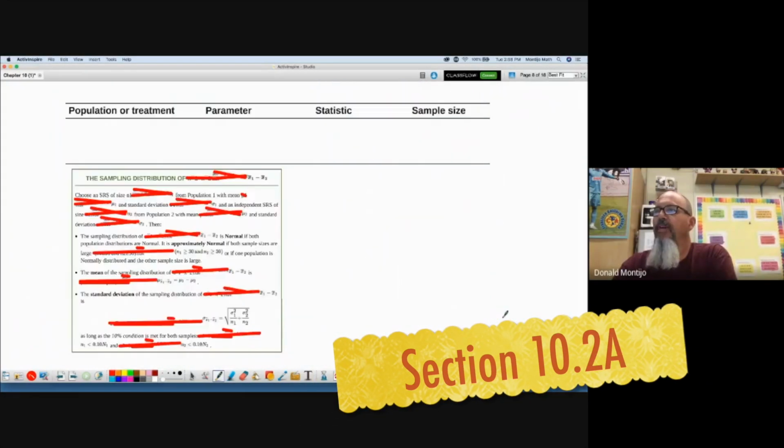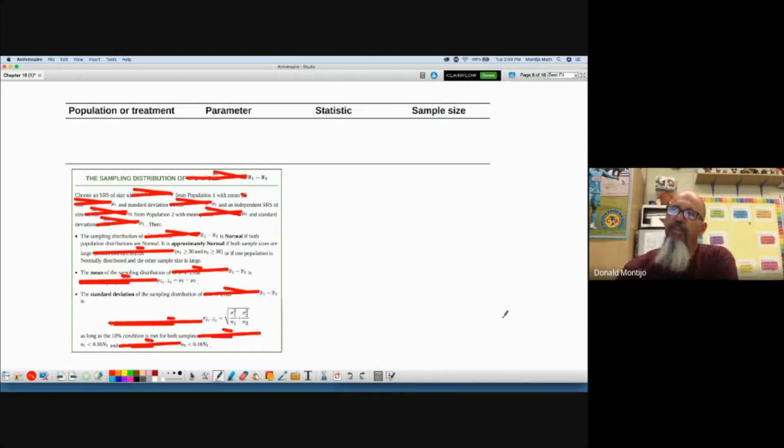Well, what if the data is not categorical? What if the data is quantitative? Then we cannot use proportions. We have to use means. So just like previously, we're not going to be testing or finding an interval for one mean. We're going to be finding an interval or running a test for the difference between two means.